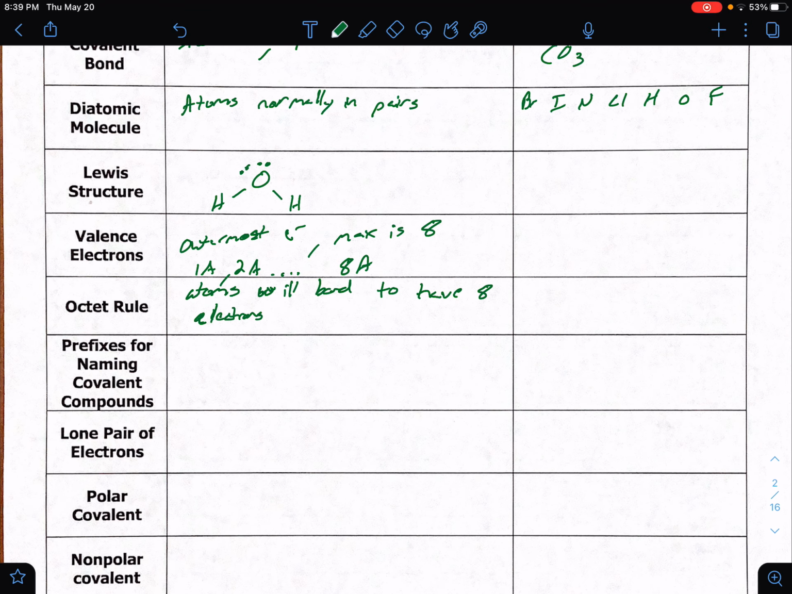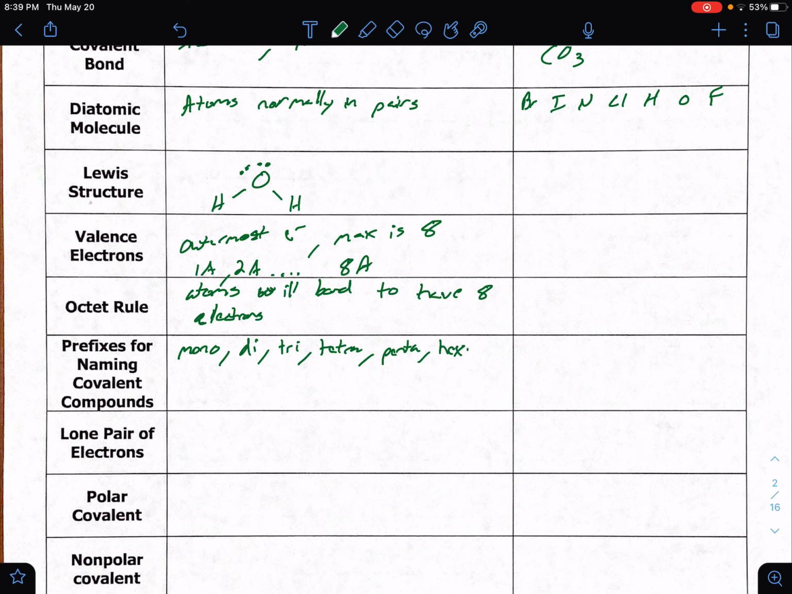So when we do covalent, our prefixes are going to be mono, that's 1. 2 is di. 3 is tri. 4 is tetra. 5 is penta. 6 is hexa. 7 is hepta. 8 is octa. 9 is nona. And 10 is deca. Okay, so we will use those here in a minute.